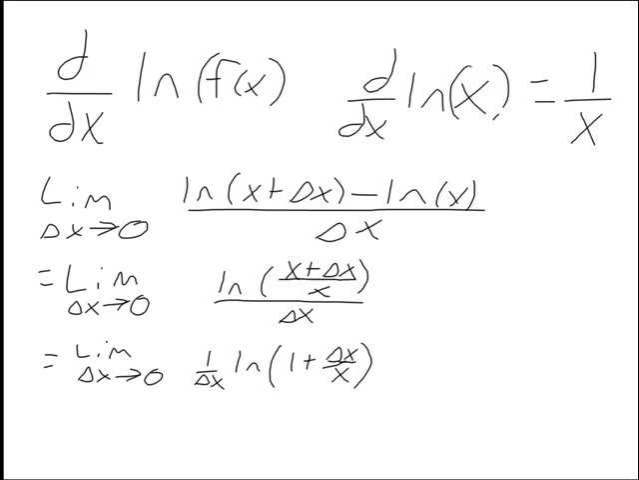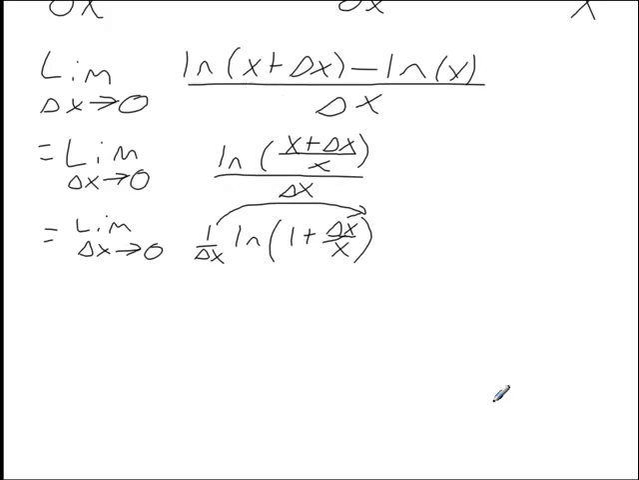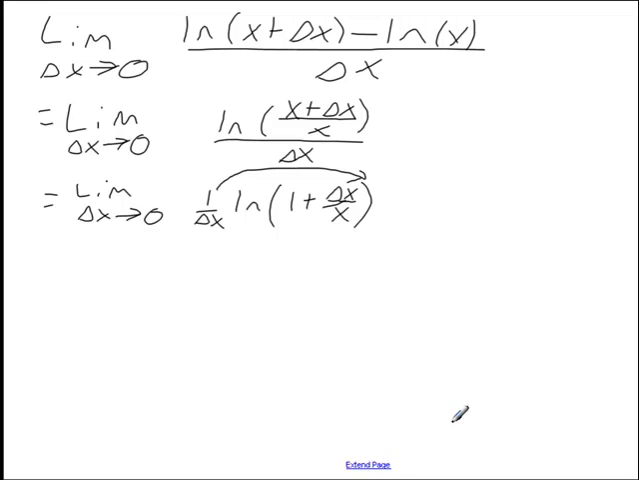Well, I can use another log property and just pull that power, or the multiple, in front to make it the power on the argument. And this is really going in reverse to what you're used to doing, but just reversing that log property, I'll get the limit as delta x approaches 0 of the natural log of 1 plus delta x over x raised to the 1 over delta x power.